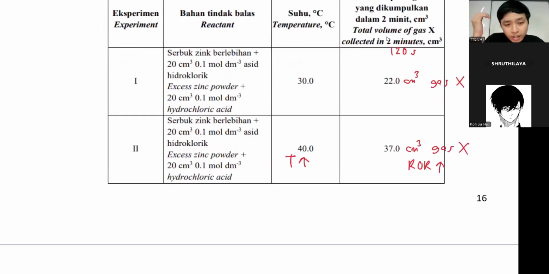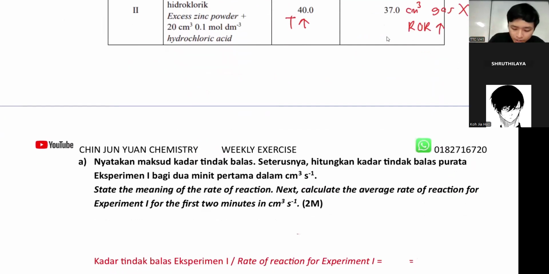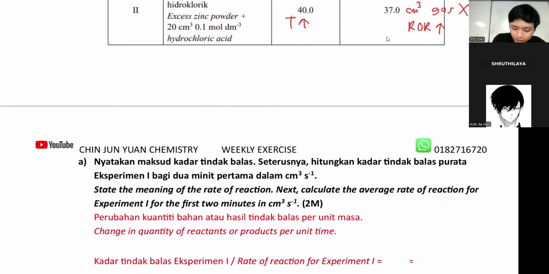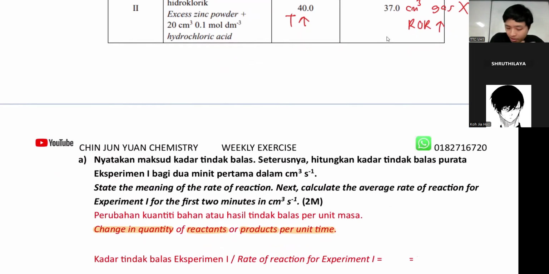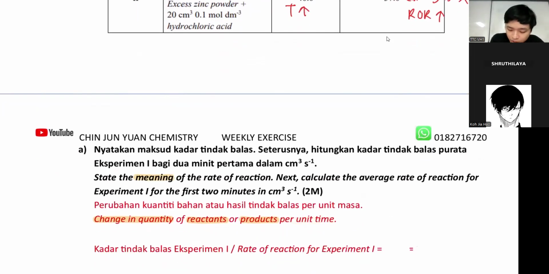So they ask for the meaning of rate of reaction. You can write: change in the quantity of reactant or product per unit time. For Q7 they mainly ask what's the meaning of rate of reaction. For Form 1 Chapter 1 they ask what's the meaning of redox reaction. So I think this is the main one.